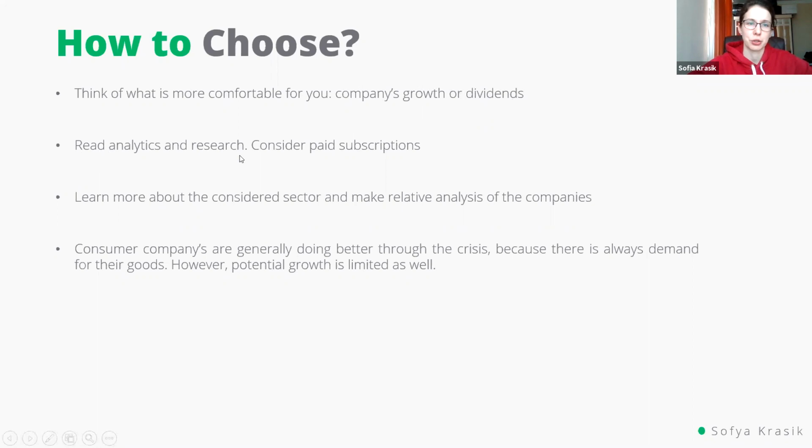Read analytics and research. This is indeed universal advice if you want to invest in shares by yourself. There are different portals, different opinions, different justifications. You'll probably need to read all of them and just decide which analytics, forecasts and research you believe most. And here I also added the point: consider paid subscriptions.